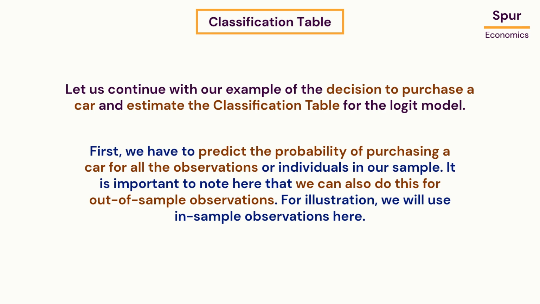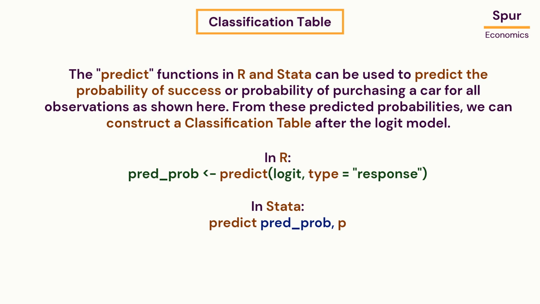Let us continue with our example of the decision to purchase a car and estimate the classification table for the Logit model. First, we have to predict the probability of purchasing a car for all the observations or individuals in our sample. It is important to note here that we can also do this for out-of-sample observations. For illustration, we will use in-sample observations here. The predict functions in our data can be used to predict the probability of success or probability of purchasing a car for all observations as shown here.